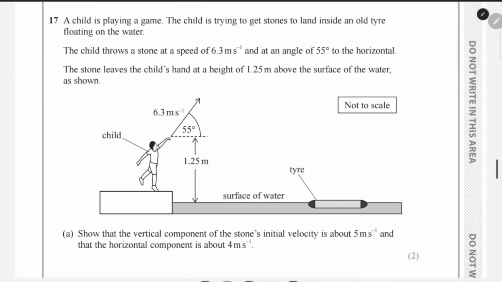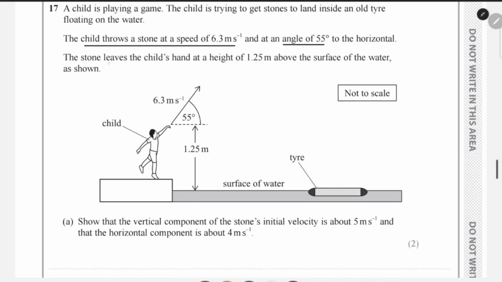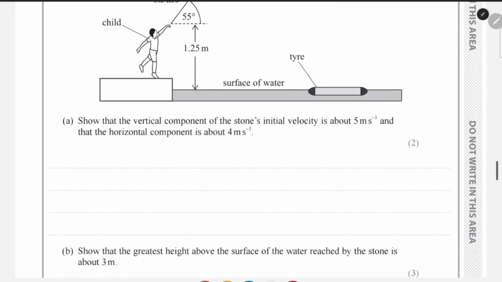Now moving to question 17. We have a child playing a game. This question is about projectile motion. We are given that a child throws a stone at a given speed and a given angle, and that the stone leaves the child's hands at a height of 1.25 meter above the surface of the water. We need to show that the vertical component of the stone's initial velocity is about 5 meter per second and the horizontal component is 4 meter per second.